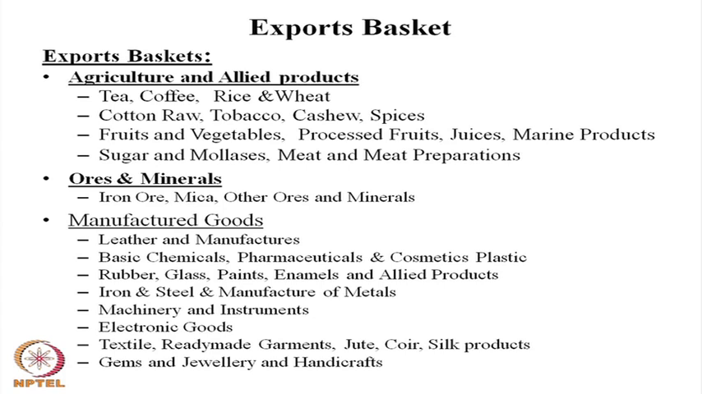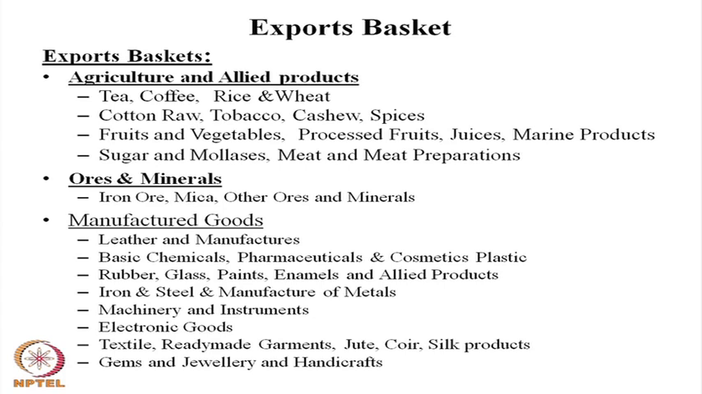However, if you see the Indian export basket, even till now a large chunk of the export basket is agriculture and allied products, which include tea, coffee, rice, wheat, cotton, raw materials, tobacco, spices, fruits, vegetables, processed foods, juice, marine products, sugars, molasses, meat products. All these are agriculture allied sector. Similarly, the Indian export basket primarily has ores and minerals, in the form of iron ores, mica and other mineral ores. Manufacturing goods and services are there, though not significantly.